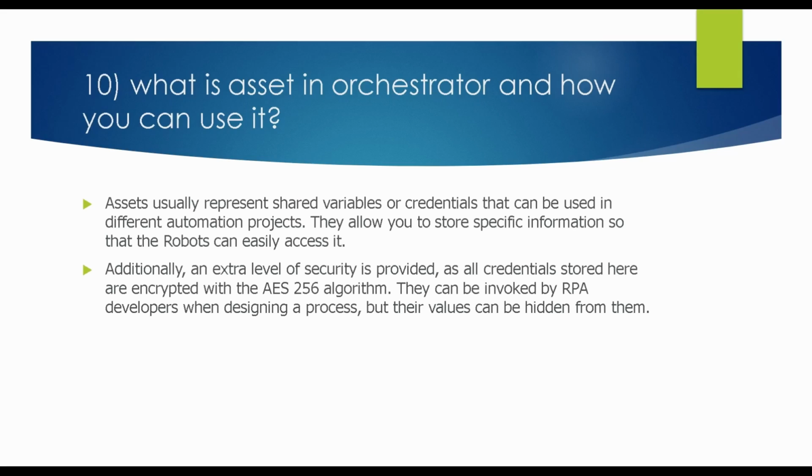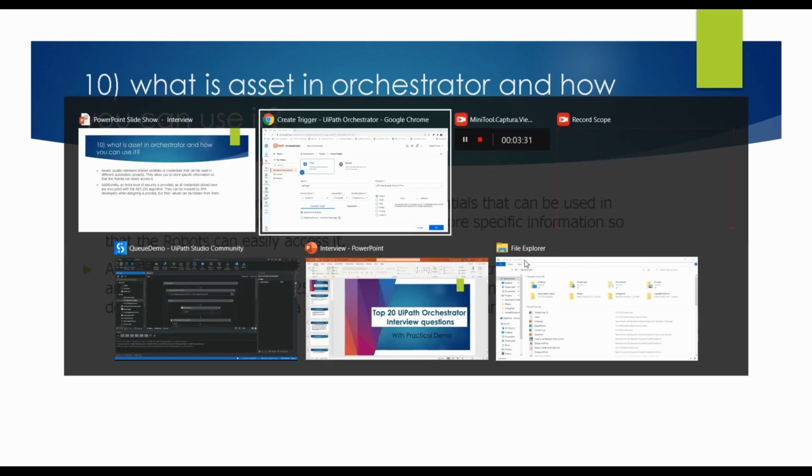Whenever your robot wants to access something from the asset, you can use the activities that are available in UiPath Studio to access your Orchestrator asset and get the values in your workflow. So that is the purpose of an asset. You can create an asset only once and use it for different processes which you are publishing to your Orchestrator. Let me show you what an asset is and how you can use it.